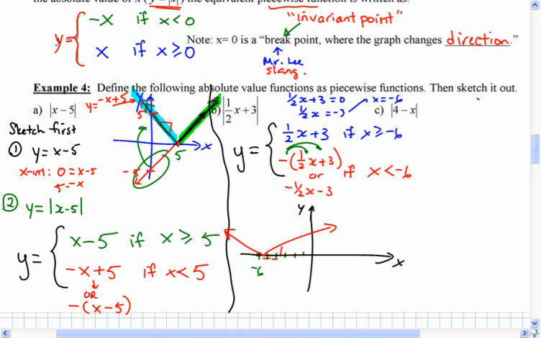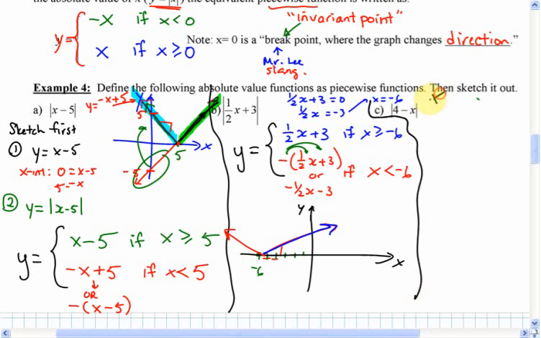This one in blue here, the half x plus 3, that's this part of the graph. That's the equation of the line for this part of the graph. The negative 1 half x minus 3 is the equation for this part in red. Remember, I'm trying to break it up. I'm trying to rewrite the absolute value as two separate pieces. That's what I'm doing. Okay? All right. Hey, how about part C?